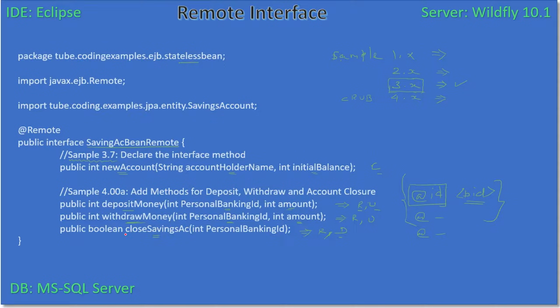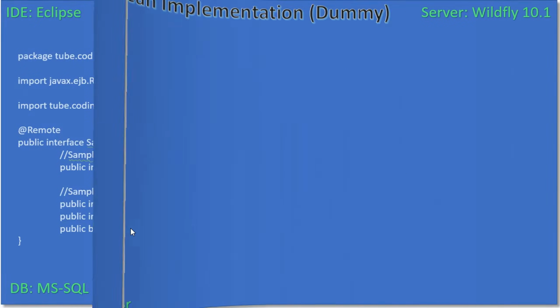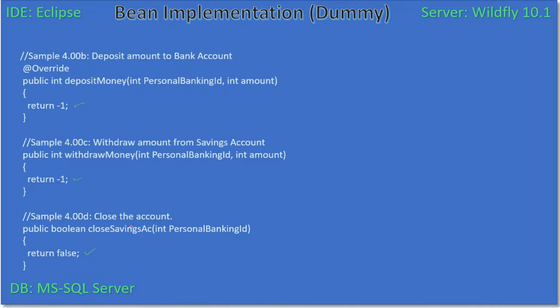Then we added three methods to our remote interface, and in the implementation we provided a dummy implementation. Here if you see, deposit money returns -1, withdraw money returns -1, and closing savings account returns false.